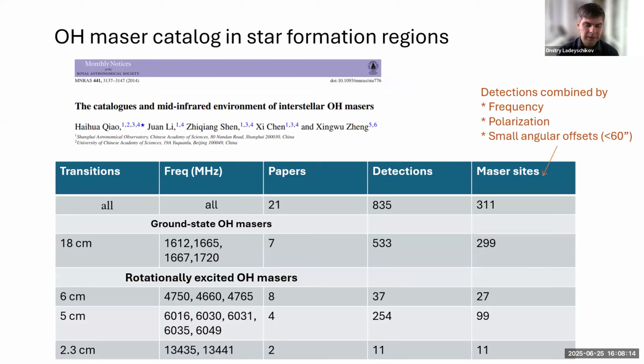They created a unified catalog containing data from 21 papers, not only ground state OH masers, but also excited state, starting from 4.7 gigahertz up to 13 gigahertz. You can see in these slides the number of included papers, detections, and maser sites. The difference between detections and maser sites is that in one maser you can make many detections in different polarizations and different frequencies. That's why the number of detections is larger.